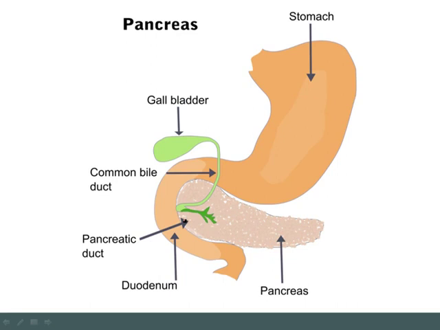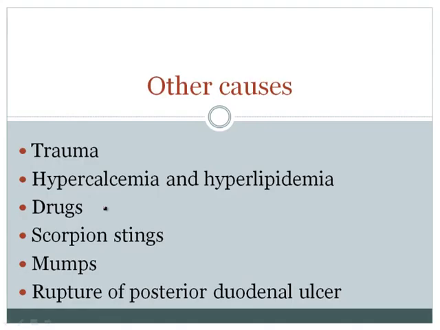An additional common cause is gallstones. Again, if you have a gallstone that blocks here at the ampulla, this would block the ability of the pancreas to drain, and of course, a decreased drainage of the pancreas would increase the risk for premature activation of the enzymes. Other causes of acute pancreatitis include trauma.